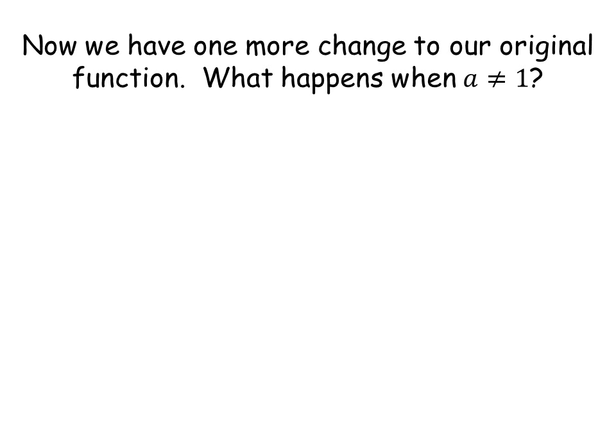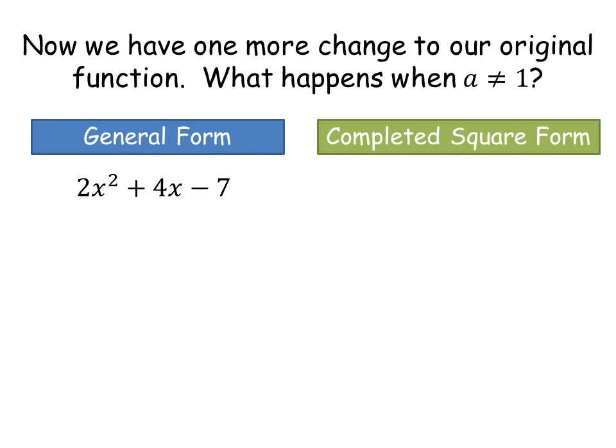So we have one more change to our original function. What happens when a is not equal to 1? So suppose I have 2x squared plus 4x minus 7. A is equal to 2. And I've got to get that in completed square form.